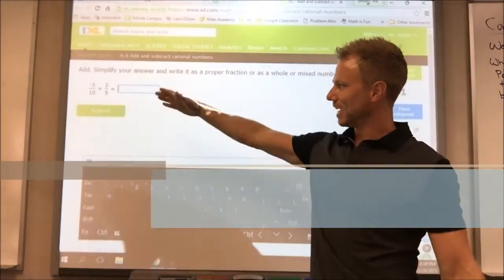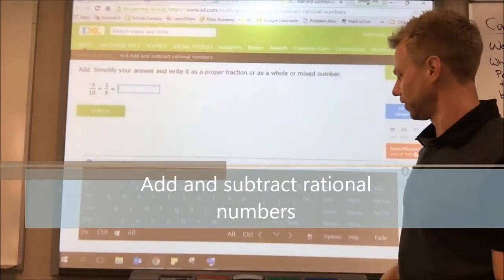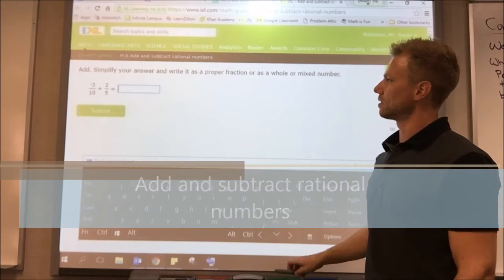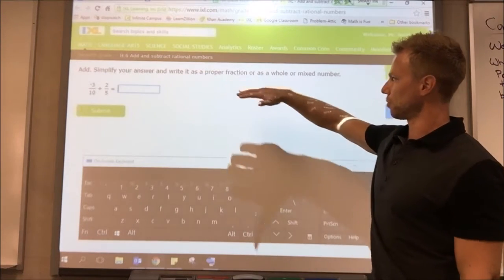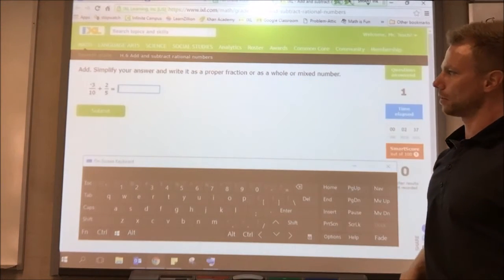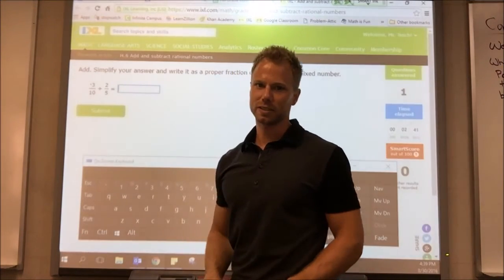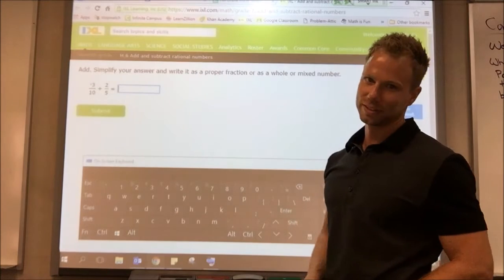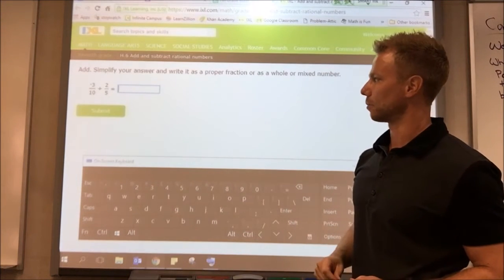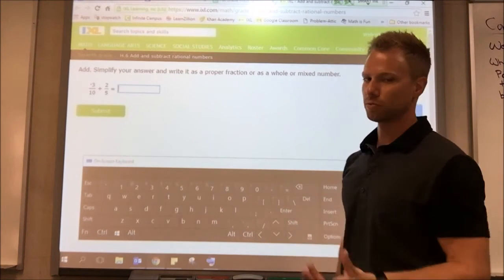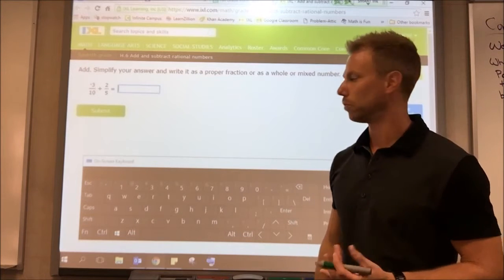All right, we have negative 3/10 and 2/5. We need to add these together. We can answer as a proper fraction, whole number, or mixed number. We can see the first thing we need to do is find a common denominator. We have 10 and 5. That's not common. We need to find a common denominator. So what's the smallest number that 5 and 10 both go into?